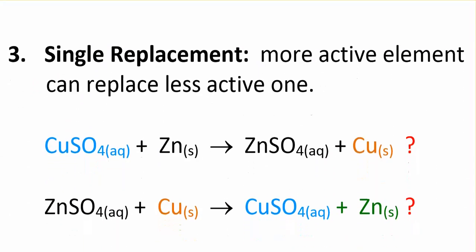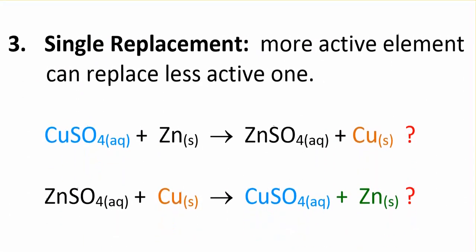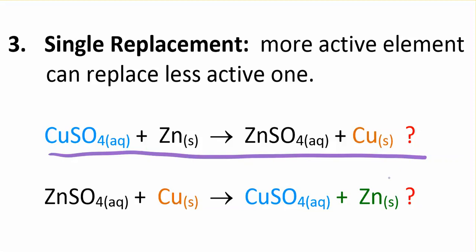Our next reaction type is the single replacement reaction. In this type, a more active element can replace a less active one. Let's just look at this top reaction. What element is replacing what element? Zinc is replacing copper. So copper starts off in the compound, and zinc takes its place and displaces it, so the copper's off by itself.